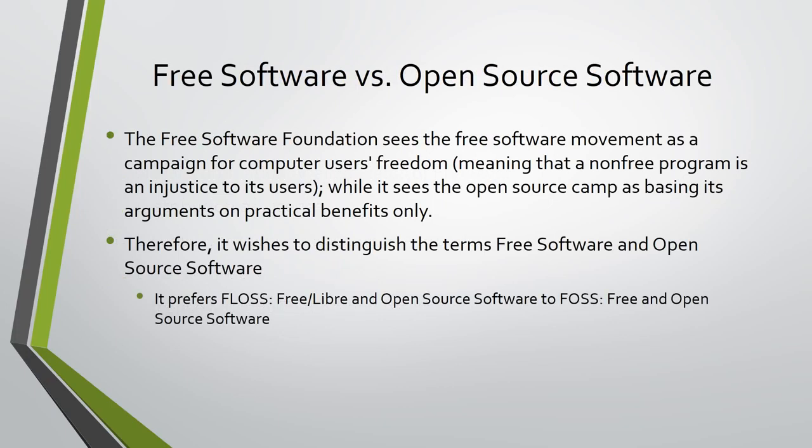The Free Software Foundation sees the free software movement as a campaign for computer users' freedom, meaning that a non-free program is an injustice to its users, while it sees the open source camp as basing its arguments on practical benefits only. Therefore, it wishes to distinguish the terms free software and open source software. For the same reason, it prefers the initials FLOSS, from free/libre and open source software, to the initials FOSS from free and open source software, as it deems that this puts free software on equal footing with open source software within the FLOSS term.